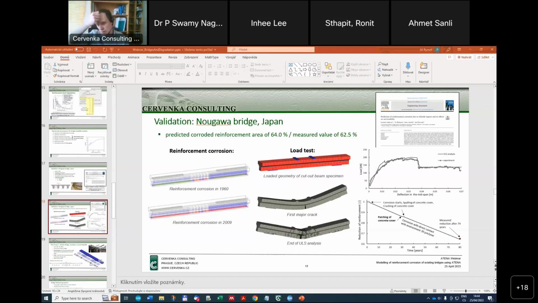So let's come back later, and I will show something from the pre-processing in GID and for reviewing the results.